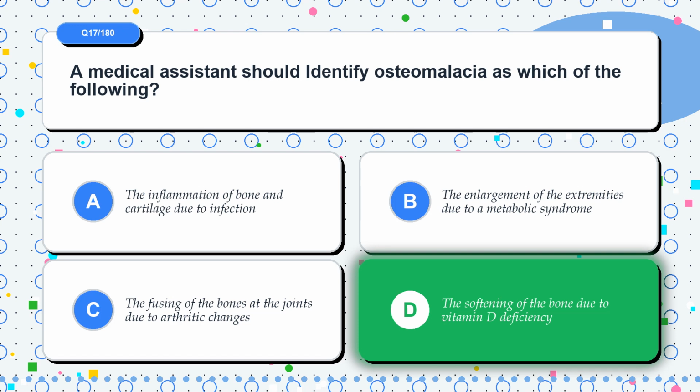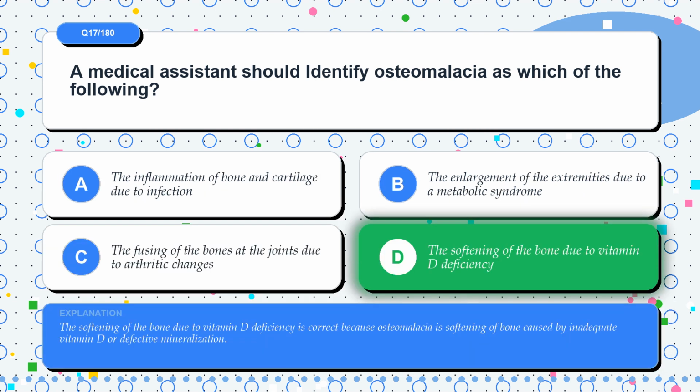The correct answer is option D, the softening of the bone due to vitamin D deficiency. It is correct because osteomalacia is softening of bone caused by inadequate vitamin D or defective mineralization.